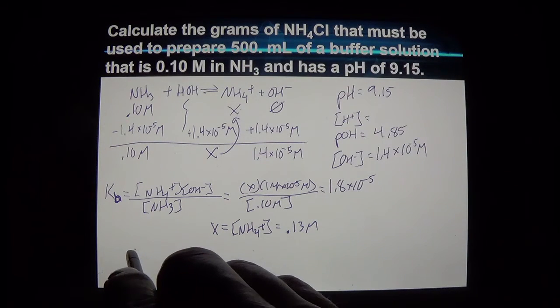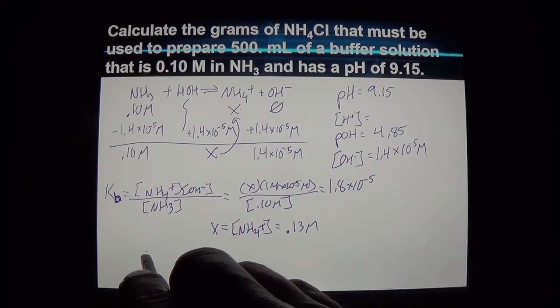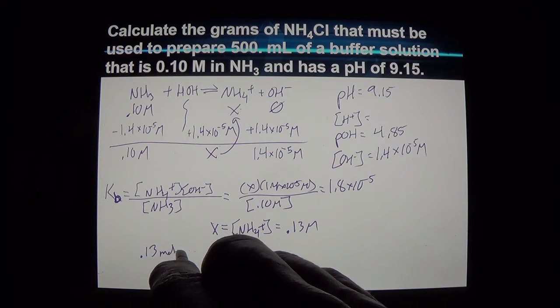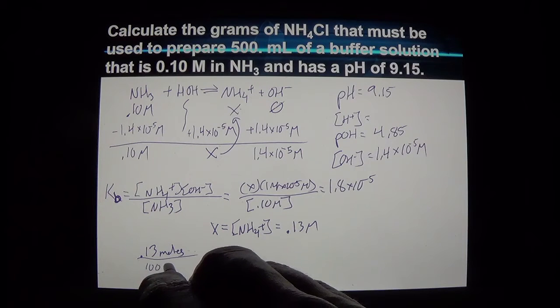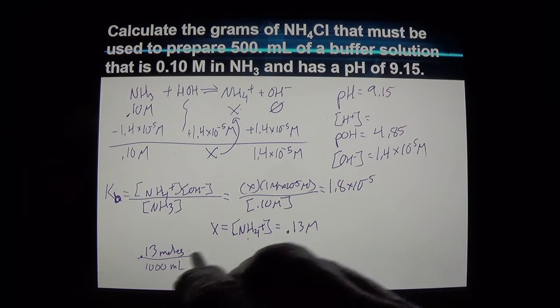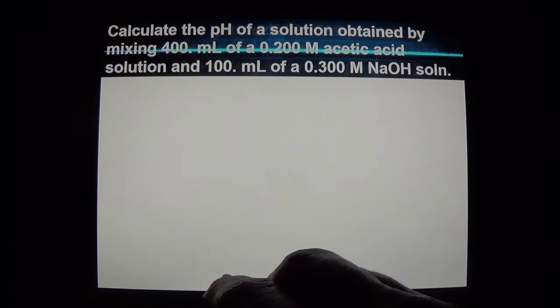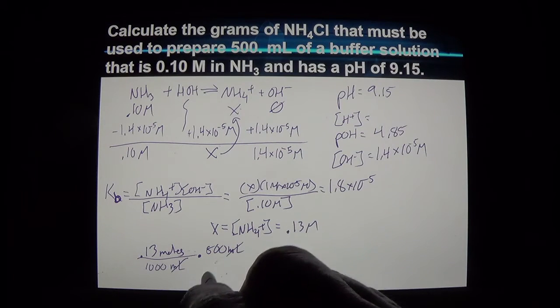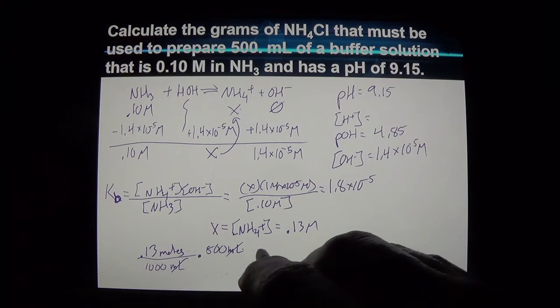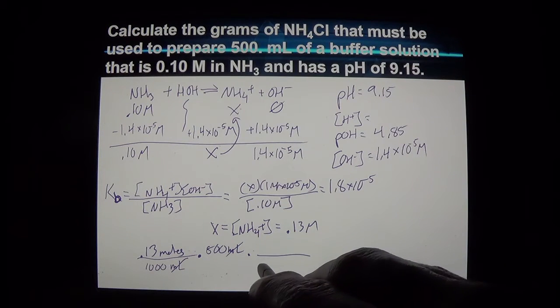Well, to get 0.13 molar, I need 0.13 moles of ammonium chloride, because it's a 1-to-1 ratio, in 1,000 milliliters. That's what that number is. But in this solution, I'm only using 500 milliliters. Okay. So now I know how many moles of ammonium chloride I have. But I don't want moles of ammonium chloride. I want grams of ammonium chloride.